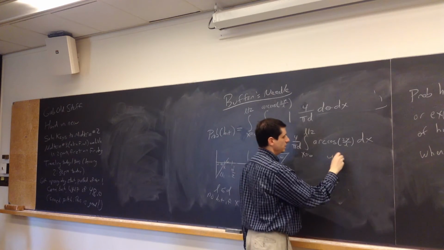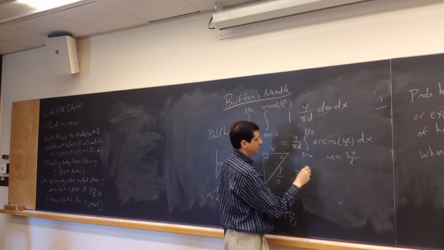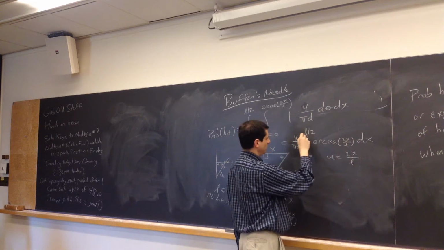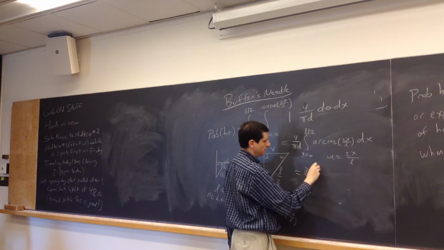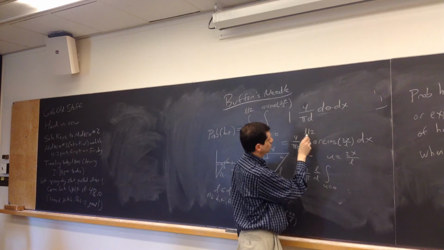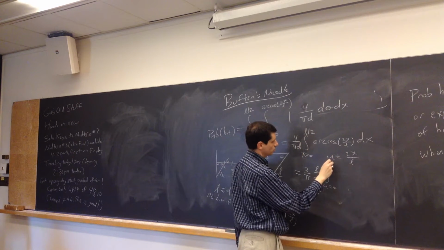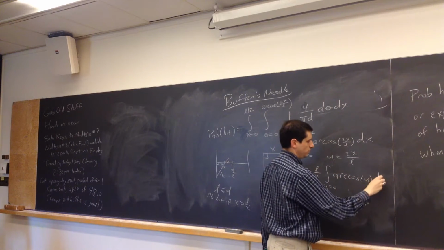I'll let u equal 2x over L. And so now I put a 2 over L here. I put an L over 2 here. I get 2 over pi, L over d. Integral, u goes from 0, when x is L over 2, u is 1, arc cosine of u du.